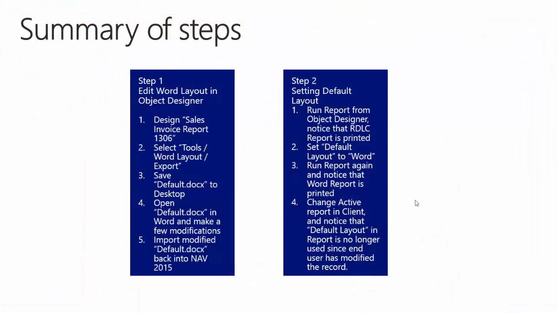So to summarize, we first exported the Word layout from the Object Designer. We made a few modifications to the layout in Word, and then we imported our modified Word layout back into NAV 2015. We then printed the report, and we noticed that the default layout was set to RDLC layout, so we could not see our modifications since the report was printing the RDLC layout and not the Word layout. We then changed the default layout to Word and then printed the report. And finally, we learned that the default layout has no effect when the user has modified the record.